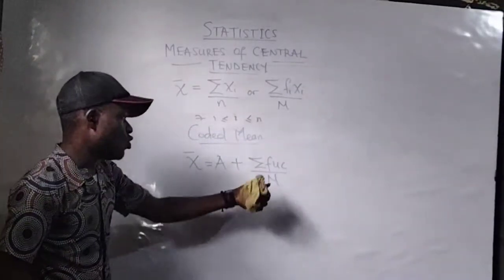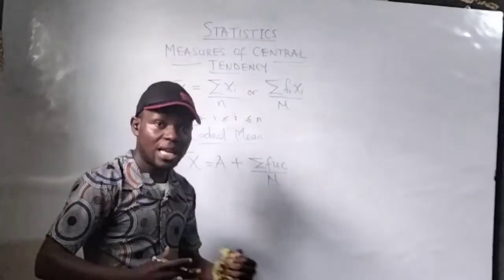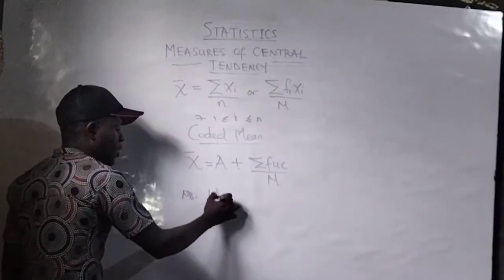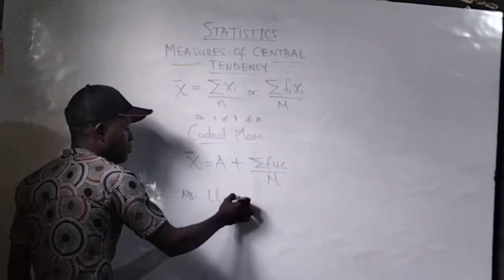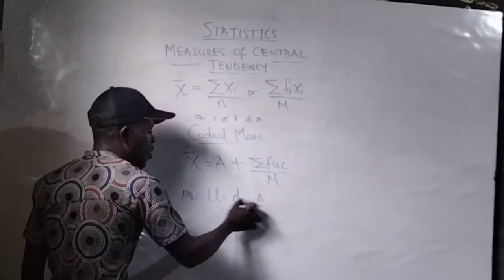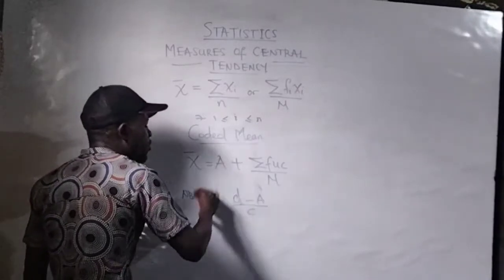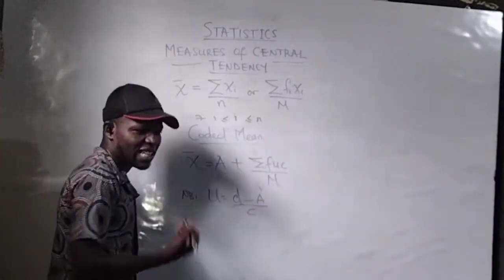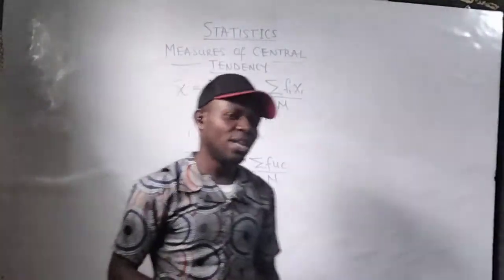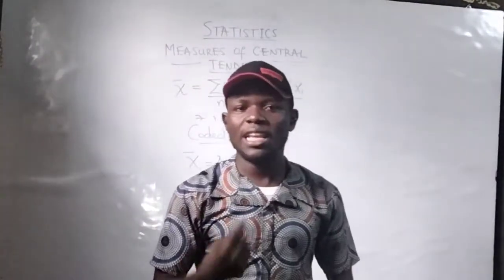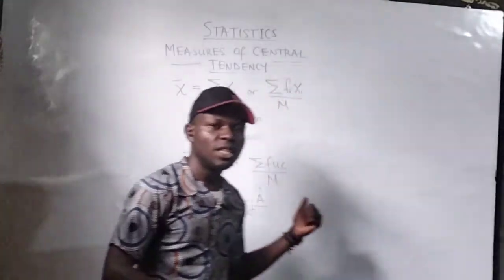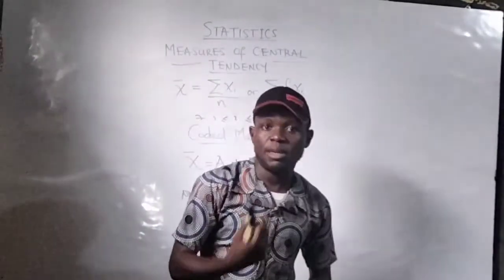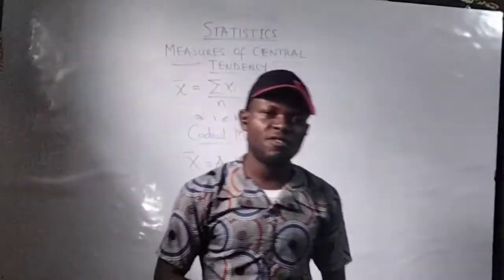Now, you have your c, your class size, and your u. Note that your u is actually your d minus a, all over c. Even after you finish computing this and bring it here, you will discover that you still land at your assumed mean. Do you understand? So just stay put. In our next class, by God's grace, we should be looking into examples that will give us light into this in a more understandable and comprehensive way.